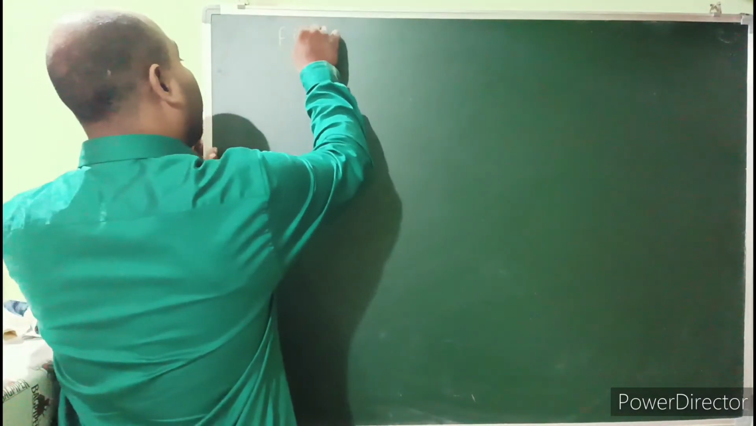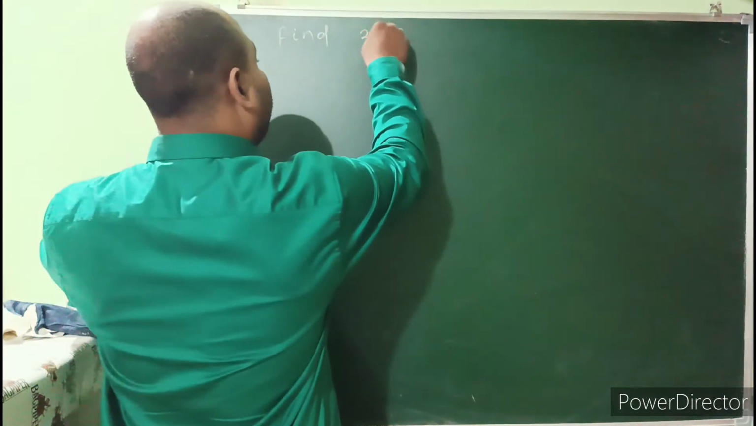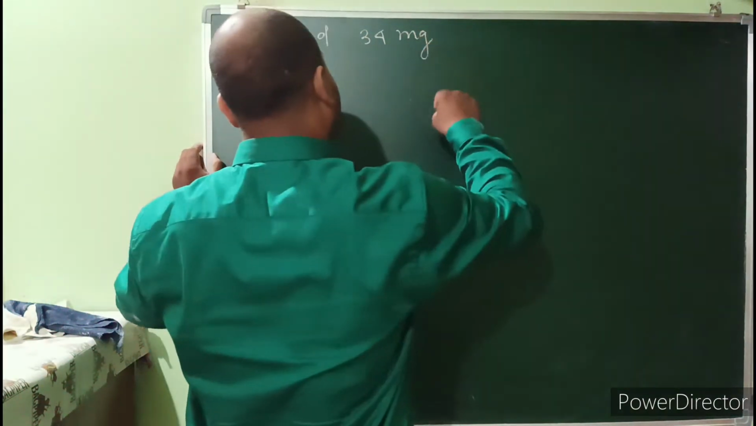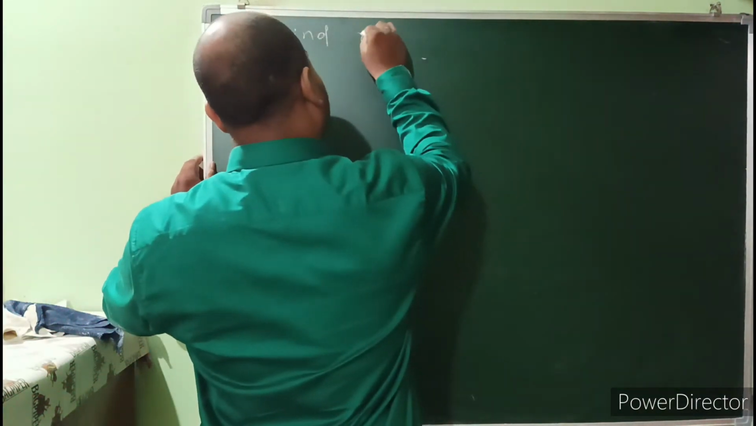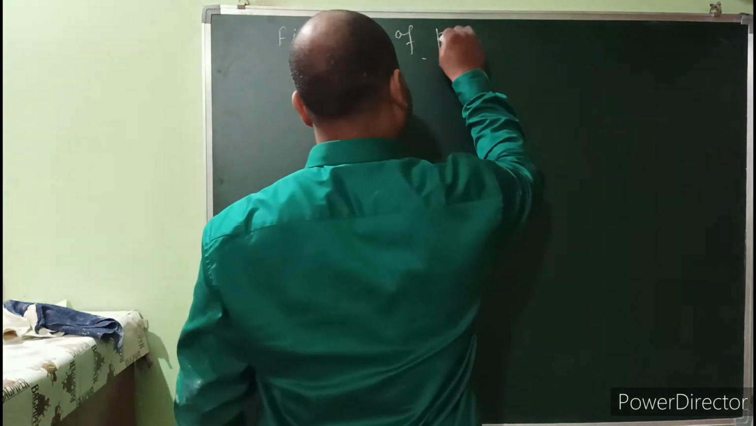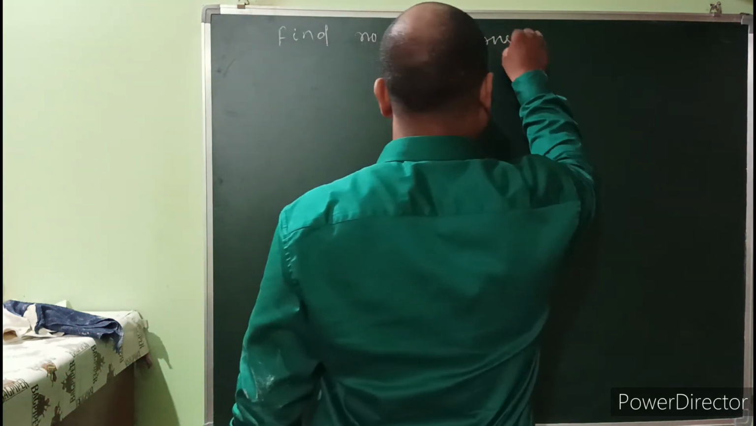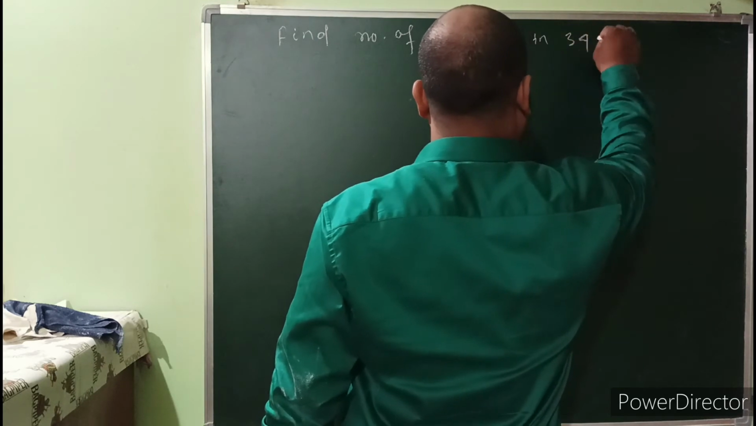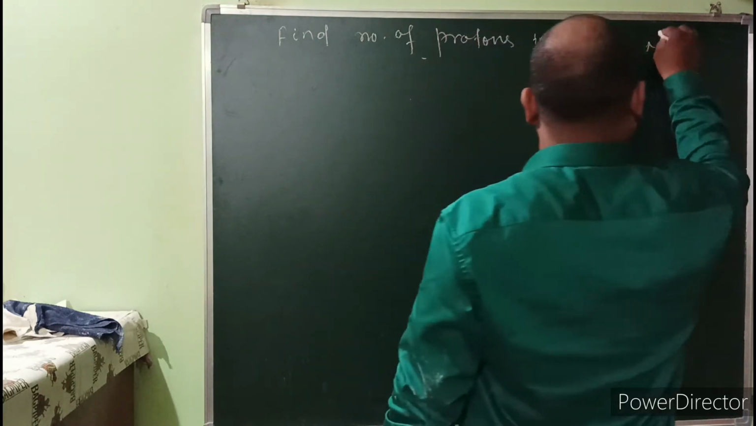Okay, now we will discuss some questions. Find the total number of protons present in 34 milligram ammonia. So the question is: find the number of protons in 34 milligram ammonia.